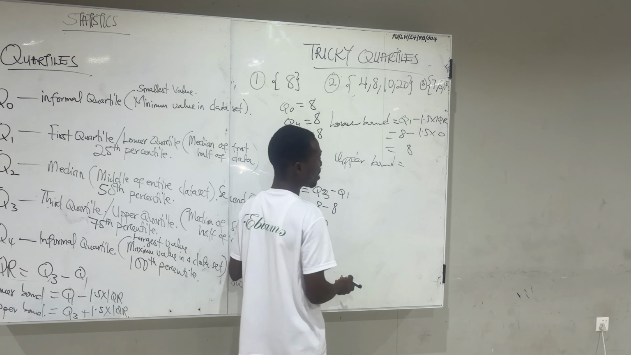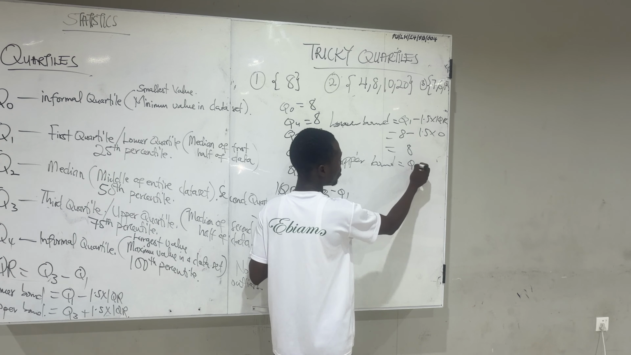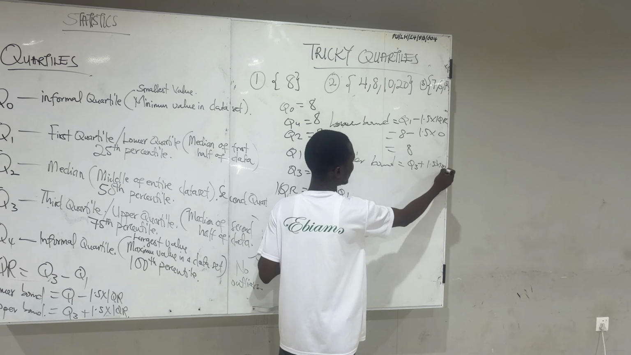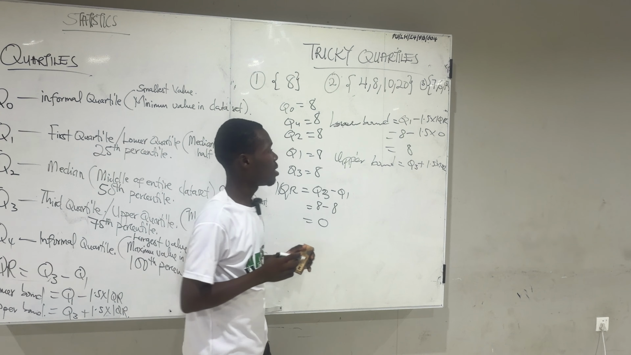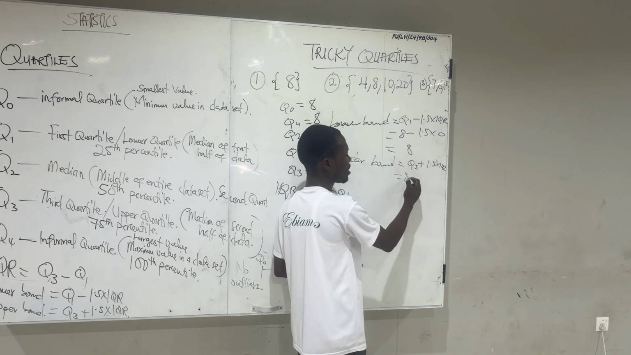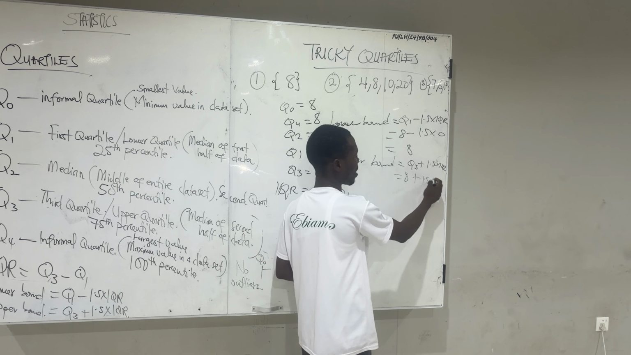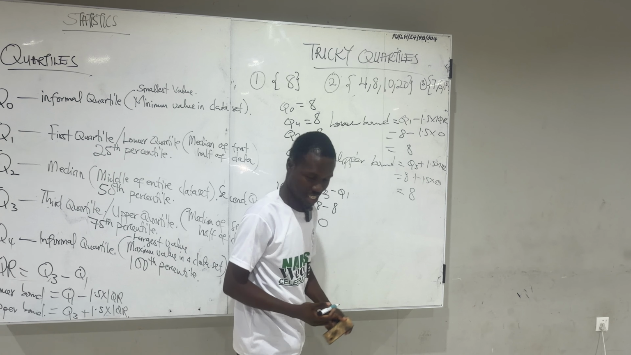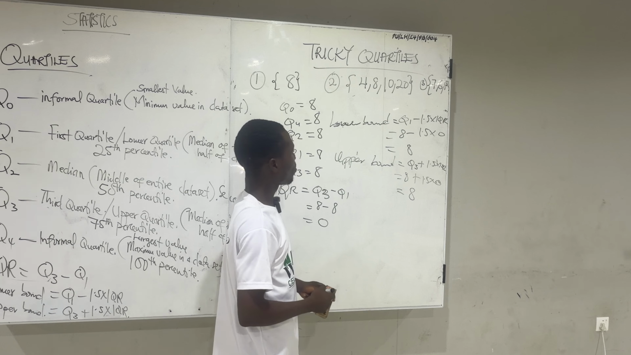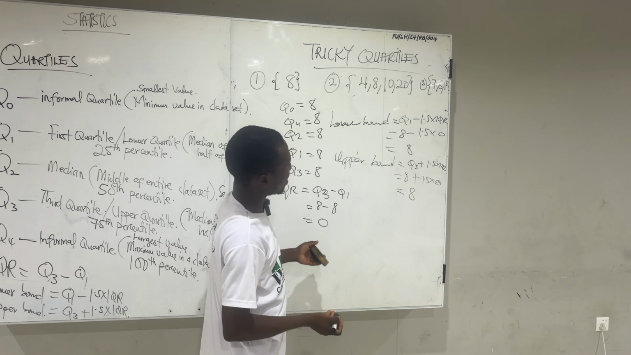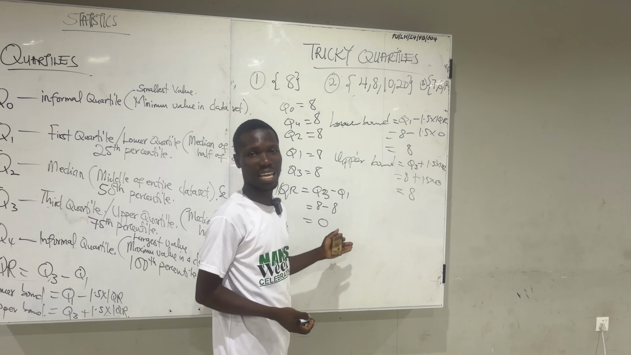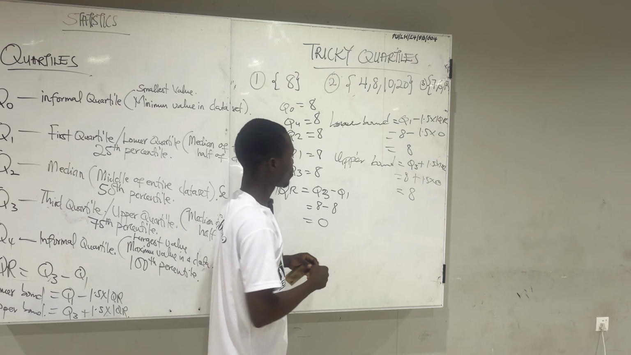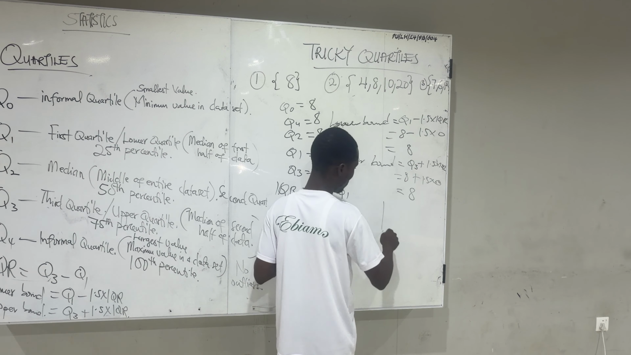Now the upper bound. The upper bound is going to be Q3 plus 1.5 times interquartile range. That's going to be 8 plus 1.5 times 0, and that one will also give us 8. So now, if you look at the data set, it means that there is no outlier.